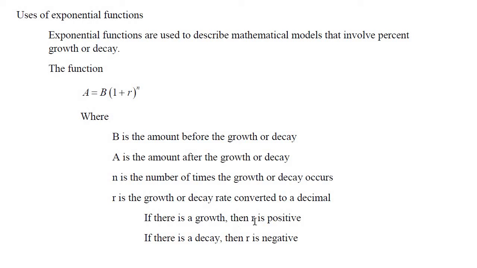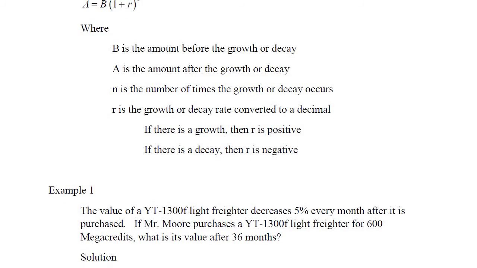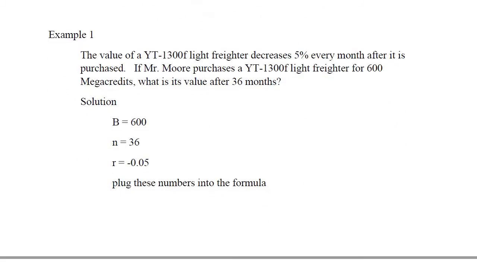So if it is a growth, the r is a positive number. If it is a decay, then r is a negative number. So let's take a look at an example. Let's say the value of a YT 1300F light freighter decreases 5% every month after it is purchased. If Mr. Moore purchased a YT 1300F light freighter for 600 megacredits, what is its value after 36 months?